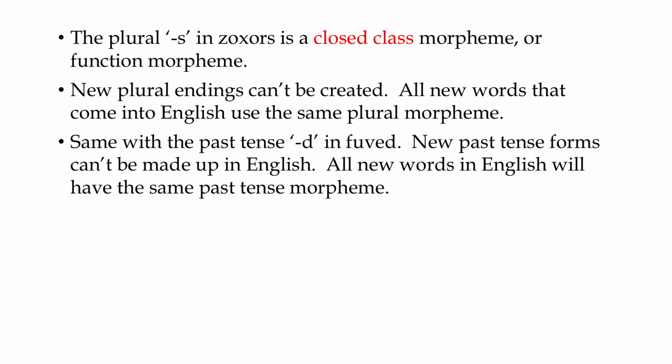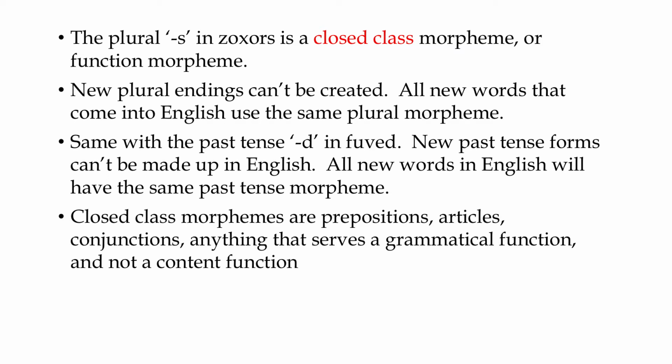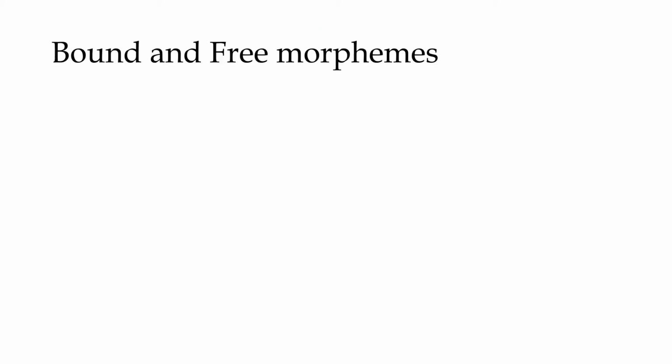It's an agreed upon thing. The language doesn't want to innovate in that way. So closed class morphemes are prepositions, articles, conjunctions, really anything that serves a grammatical function that's not one of those content morphemes, the nouns, the verbs, the adjectives, and adverbs.